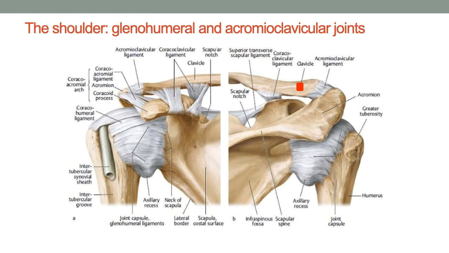This joint is stabilized by the acromioclavicular ligament, shown here and here, so you can see it in both of these images. Basically what this does is it attaches the clavicle to the acromion of the scapula. There's also the coracoclavicular ligament, and this serves to connect the clavicle with the coracoid process of the scapula. And this keeps the clavicle in contact with the acromion as well, even though it's kind of far in to be considered part of the shoulder.